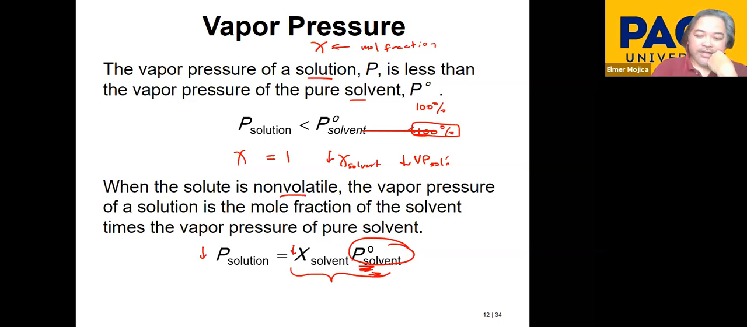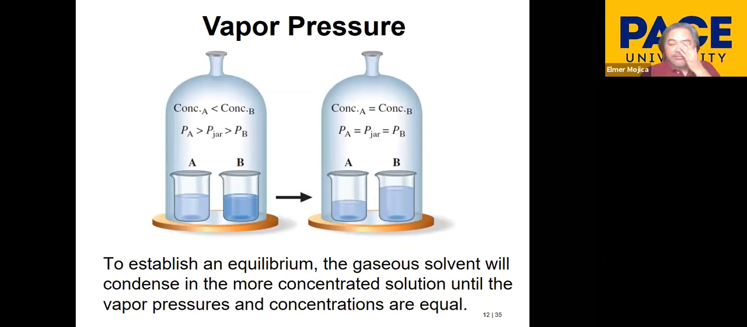Okay. Now, if you're going to have two liquids in a closed container, and the condition of your liquid is such as this one, you have a higher concentration of B compared to A, as shown here by the darker shading, but the vapor pressure of your A is greater than the vapor pressure of your B. So after some time, if you have this condition, a closed container, it will establish equilibrium.